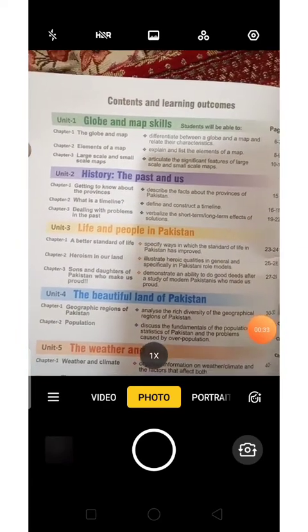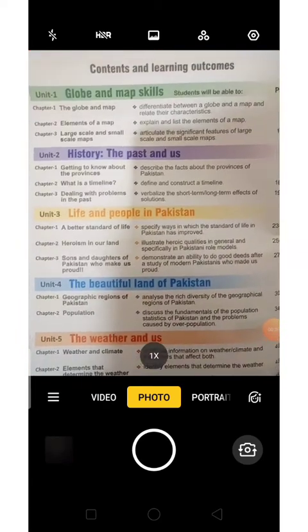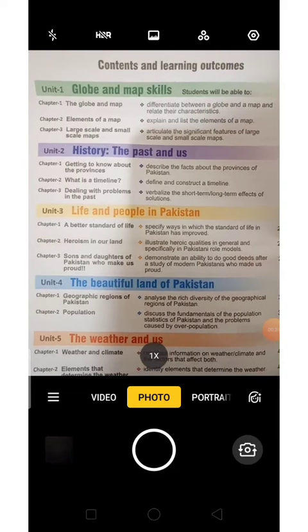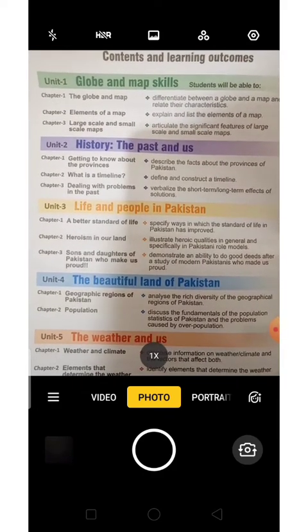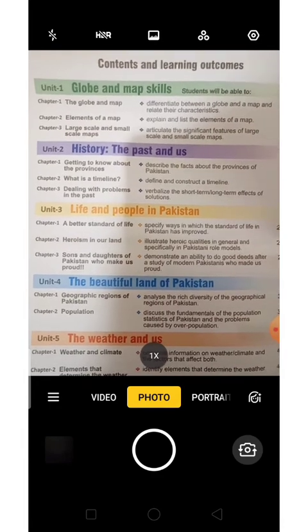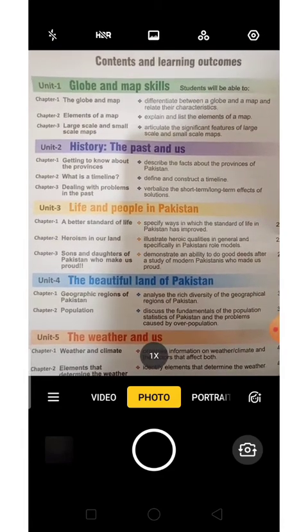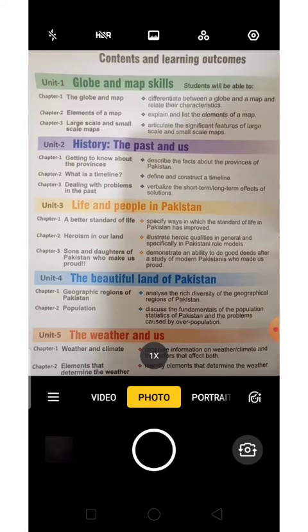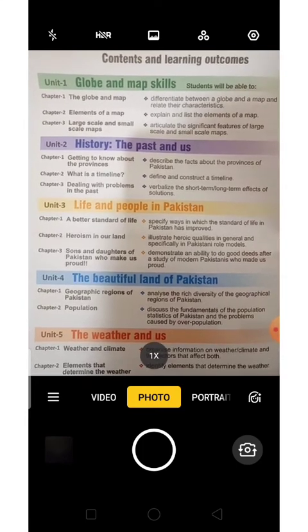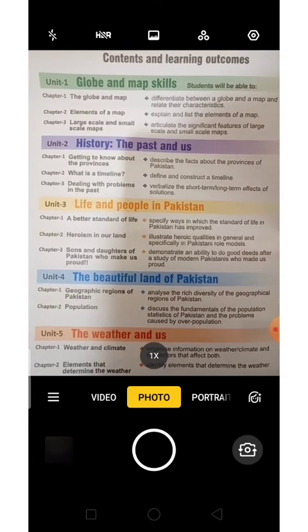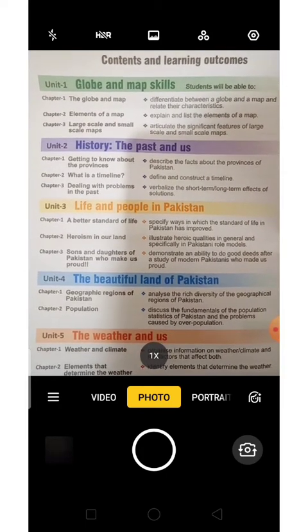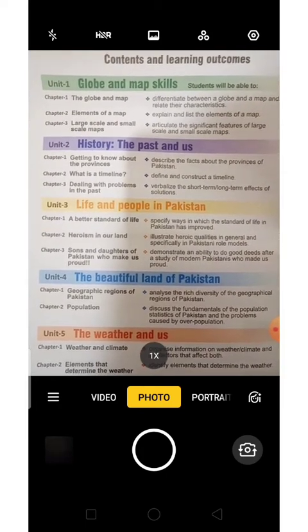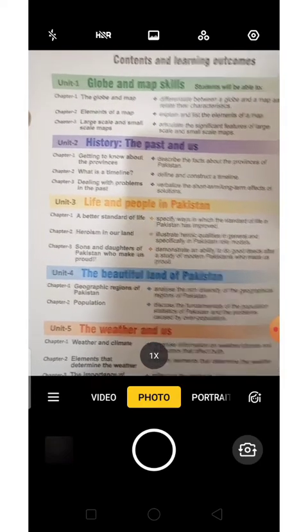These are the contents of the learning outcomes. Our unit 1 is globe and map skills, in which we have to study the globe and the map, differentiate between the globe and the map and its characteristics. Then we have elements of the map, and then we have large scale and small scale maps. First of all, we covered chapter number 1 of unit number 1, that is the globe and the map.